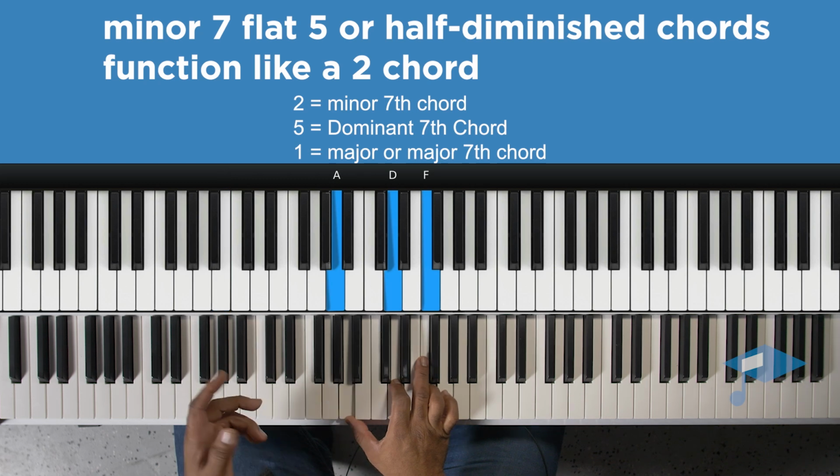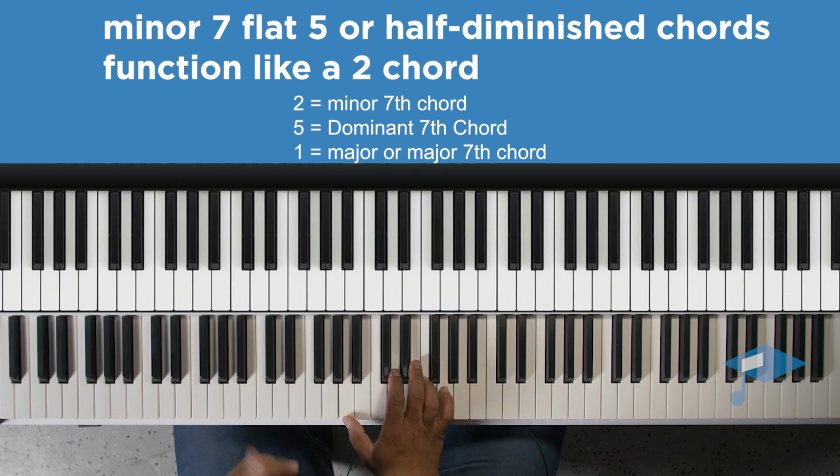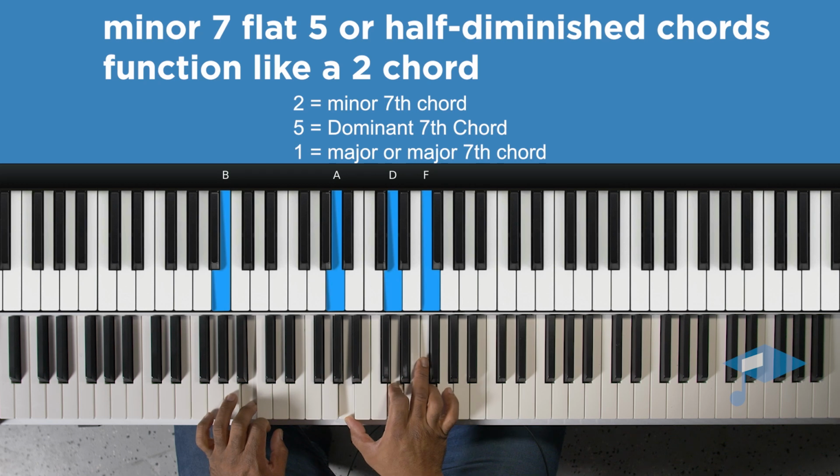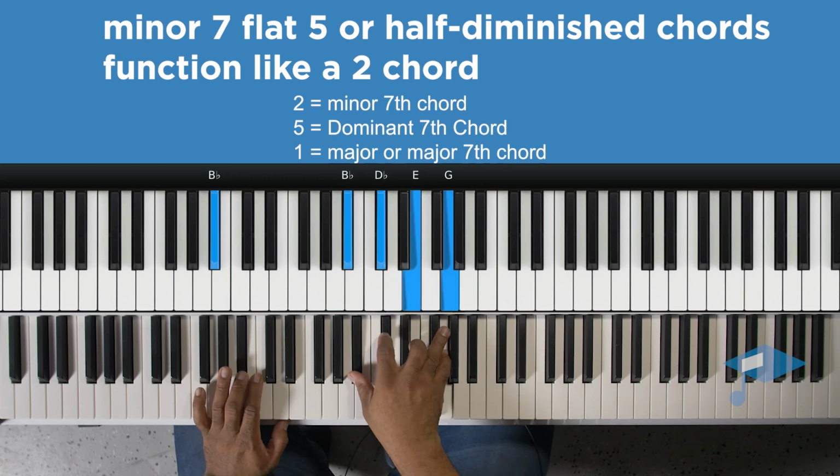And it may have been weird to you, me doing this and then 5-1 and calling it a minor chord. I'll get to that in a second. But technically, it all comes from the same thing. So your minor 7th flat 5, or half diminished. And then now we go to this B flat.